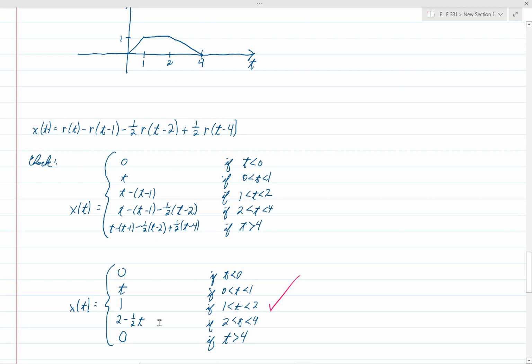And at t equals 4, that would give us 2 minus 1/2 of 4, or 2 minus 2, which is 0. And indeed, at t equals 4, it goes to 0. So this does look like it's the correct expression. So therefore, this expression right here, where we have expressed x of t in terms of singularity functions, is indeed correct.